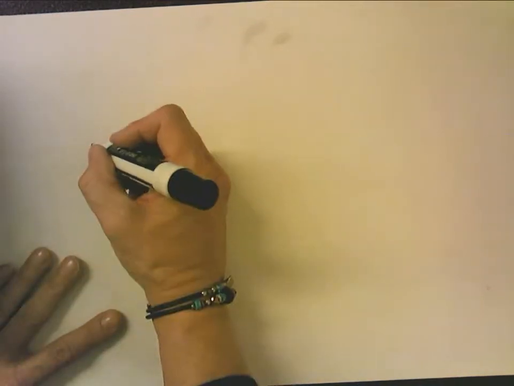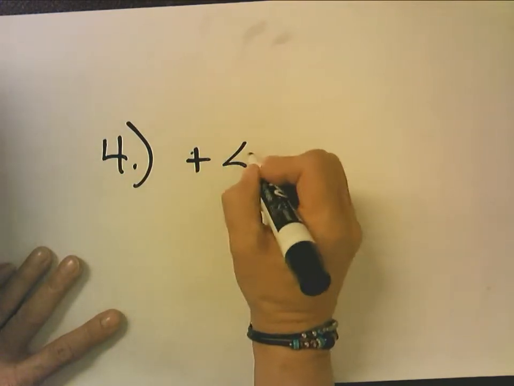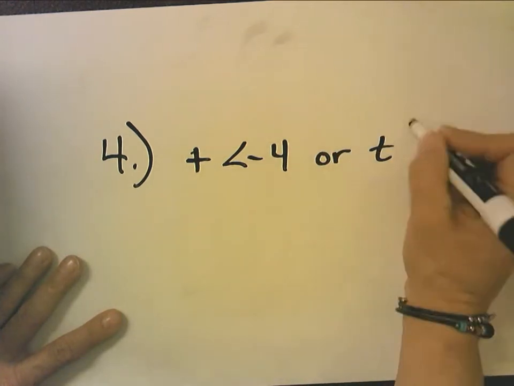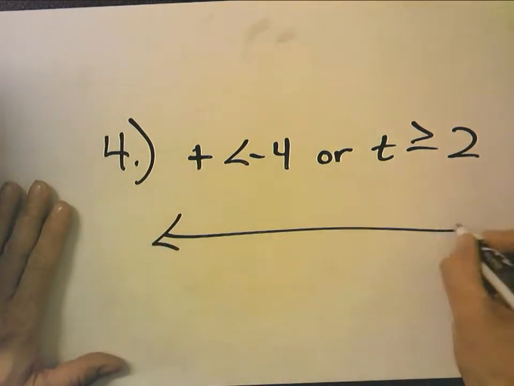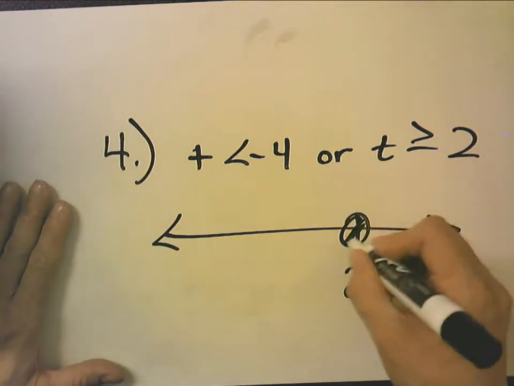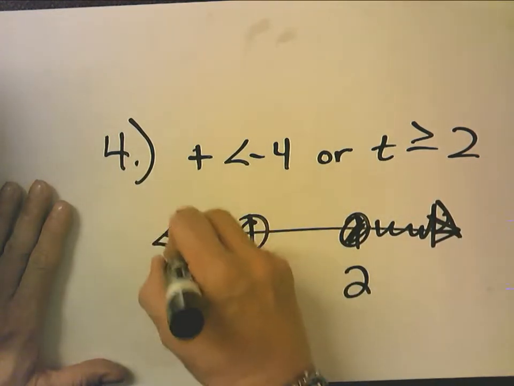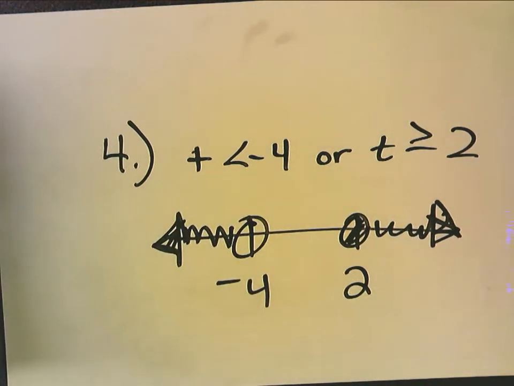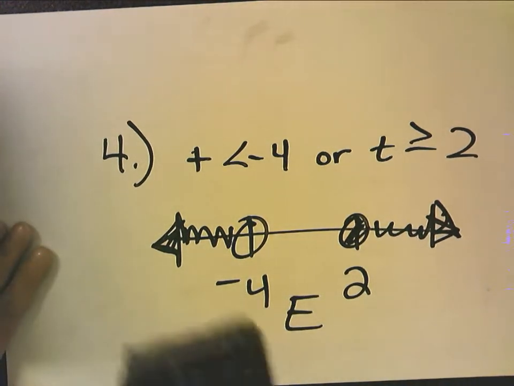as is number 4. Number 4 simplifies to t is less than -4, or t is greater than or equal to 2. Okay, so this is another classic OR. Greater than or equal to 2, open, less than -4. And number 4 is E. Okay, so I think the first 4 were fairly straightforward. Now we get into some that are a little trickier.